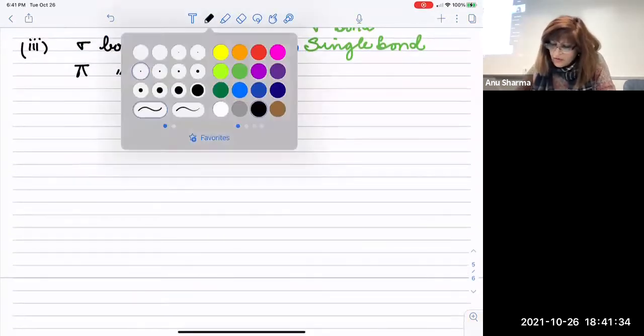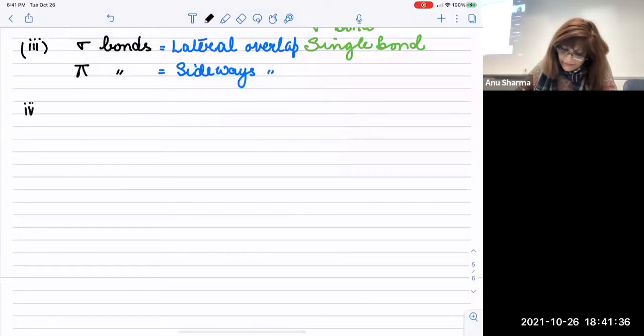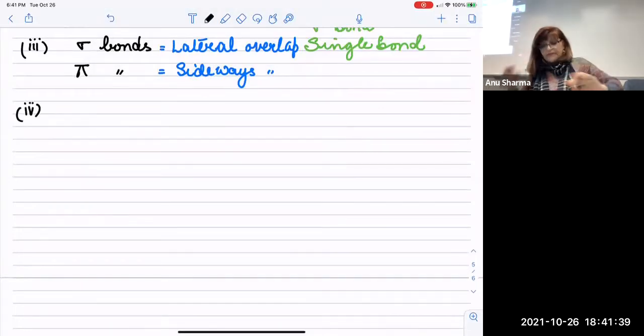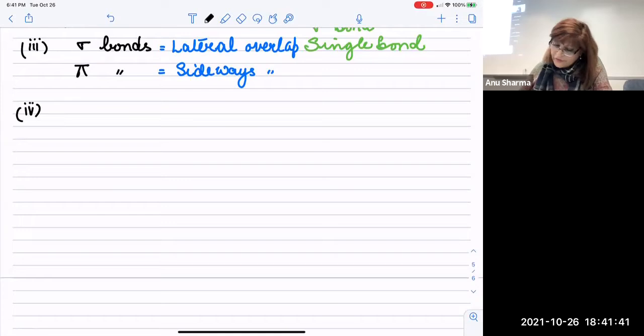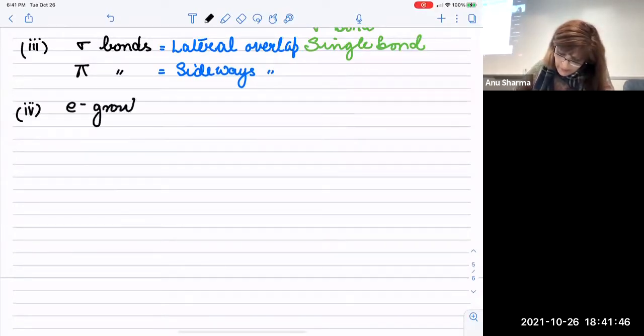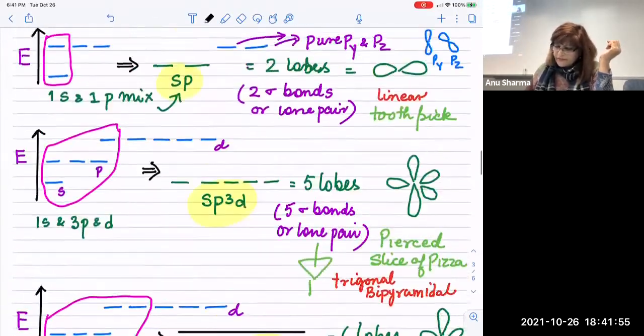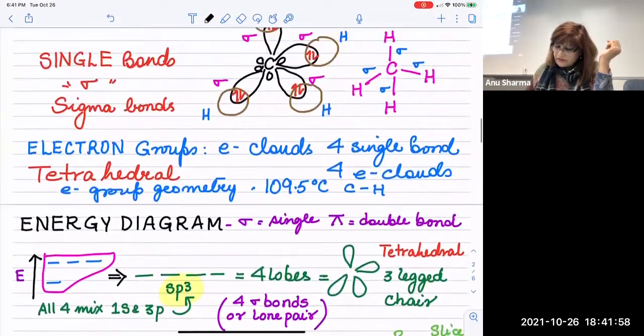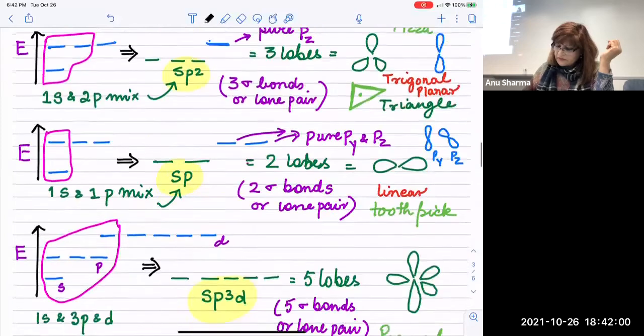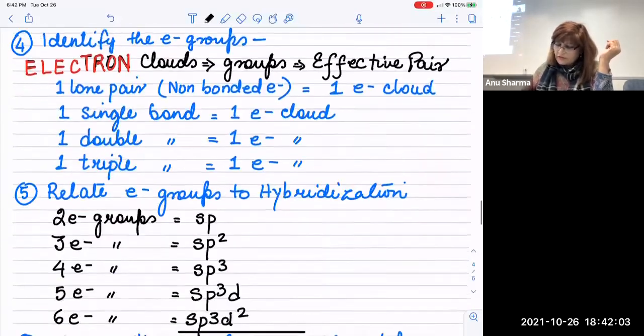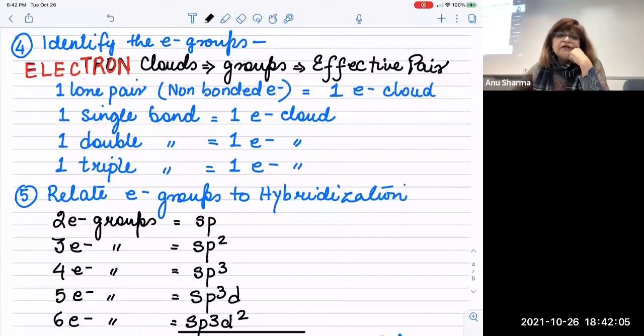All right, now we have the N2 molecule. Identify the electron groups, or the electron clouds. How many electron clouds do you see? Didn't we write this here? Electron clouds, electron groups. How many? If there is a triple bond, how many electron groups?